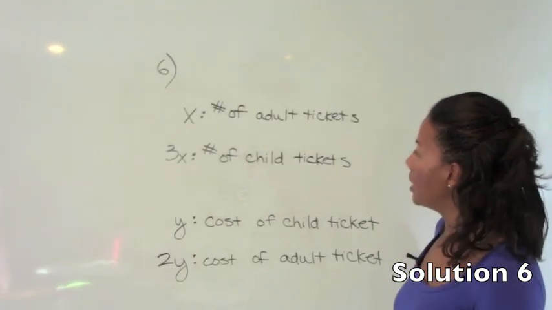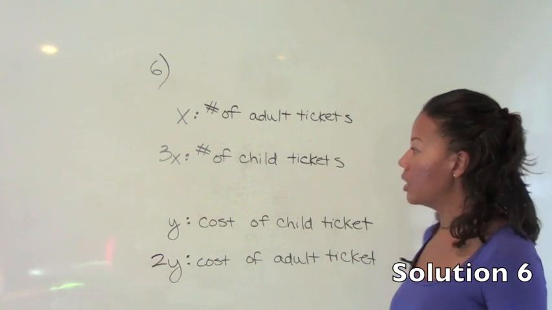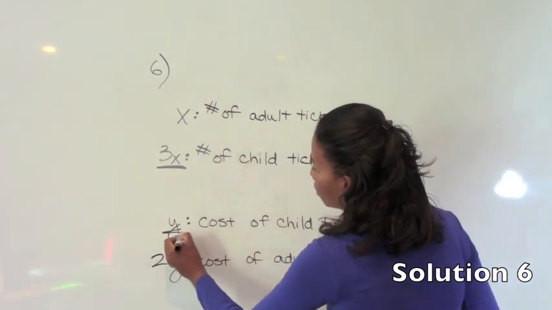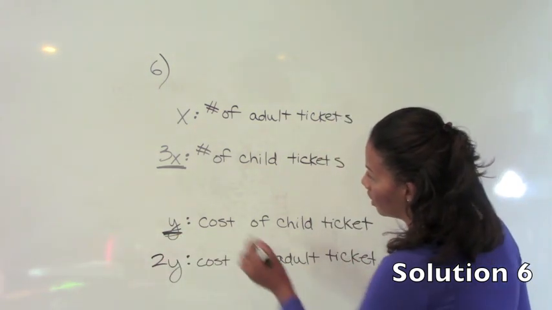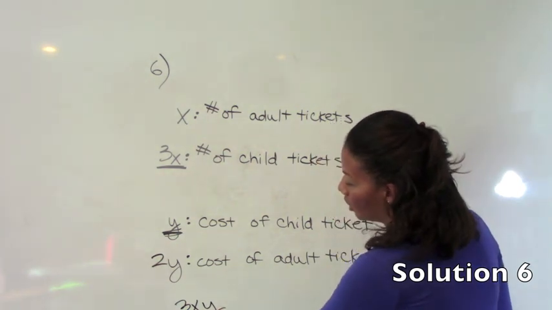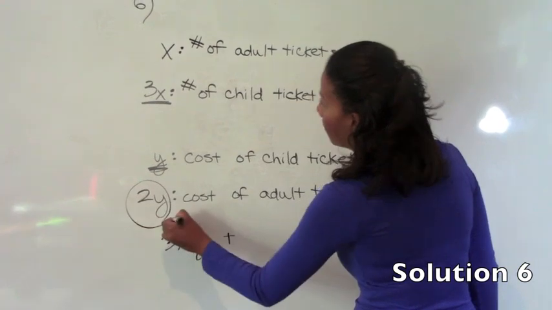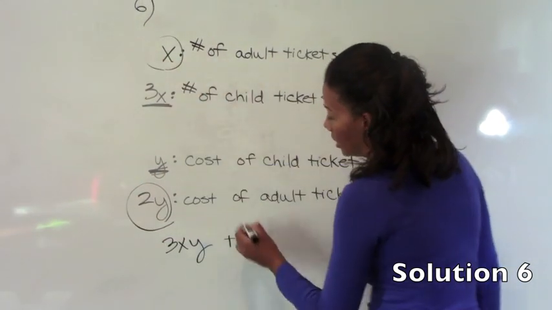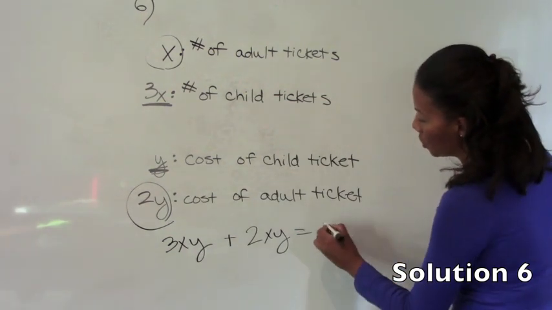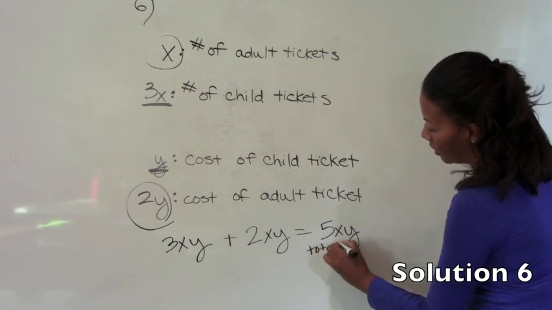So revenue is the number of tickets sold times the cost of each ticket. So the revenue of the children's tickets is 3x times y. So 3xy is the revenue for children's tickets, and then 2xy, the cost times the number of adult tickets, is the revenue from the number of adult tickets sold. So the total revenue brought in from ticket sales is 5xy.